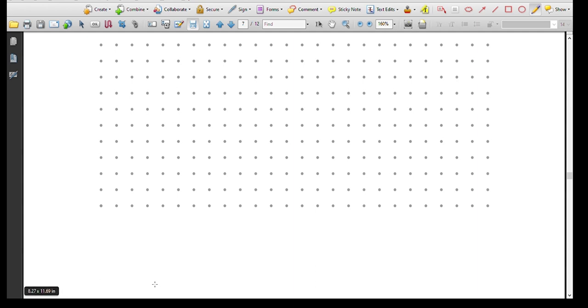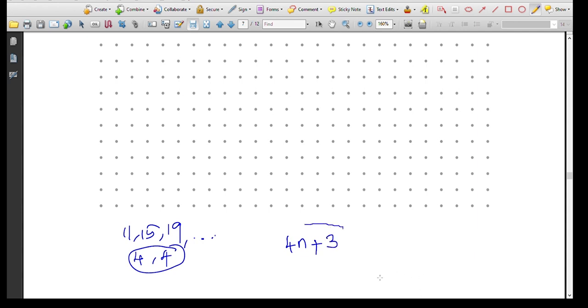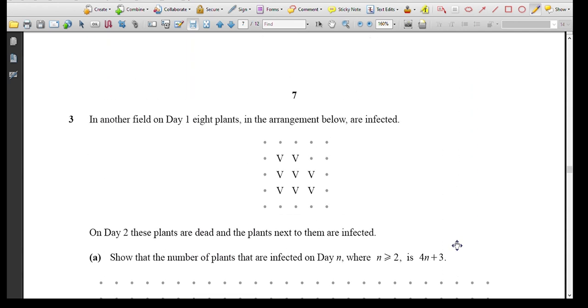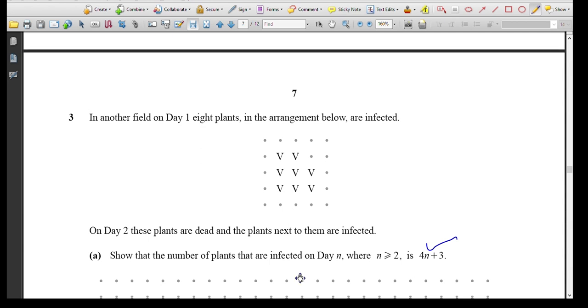On the second day, 11, 15, 19 are the affected plants that we have seen in the diagram. And if you are finding the nth term, great, we have the same common difference, which means it's a linear sequence. So our nth term is 4n plus, what will give 11? It's 4 times 2 is 8, 8 plus 3. So the nth term is 4n plus 3, and the same has been given in the question. We have proved it.